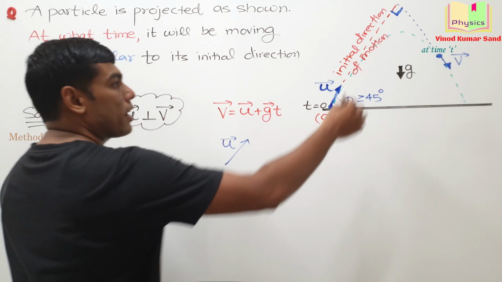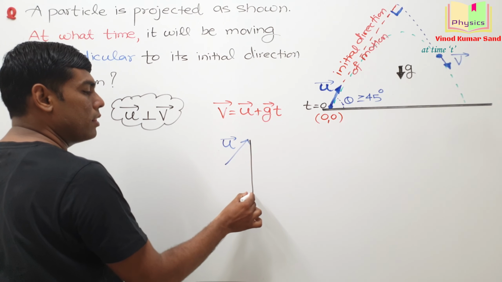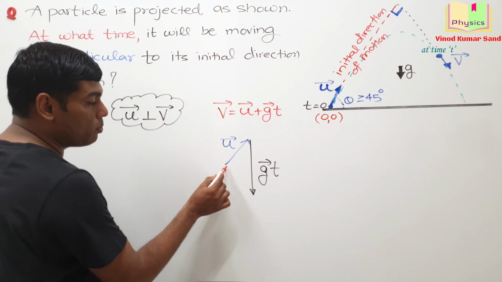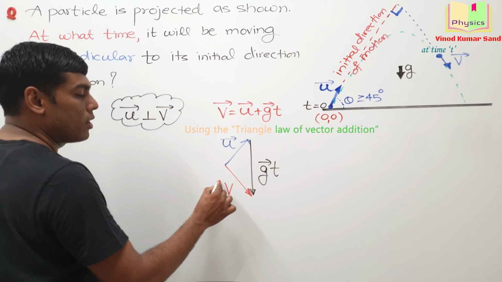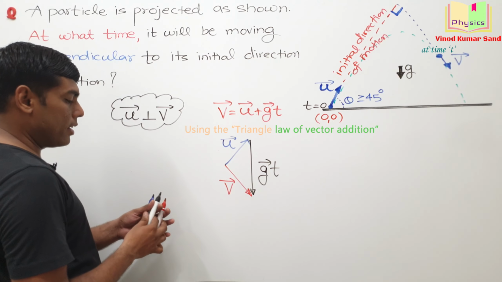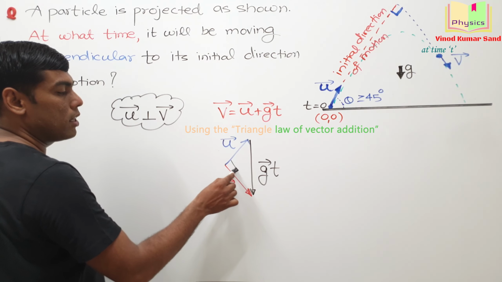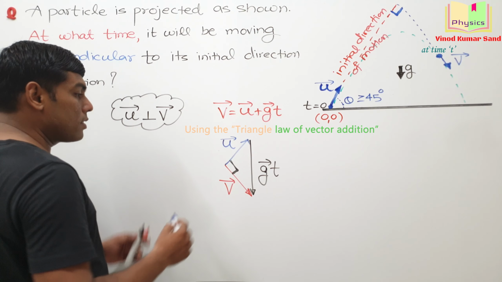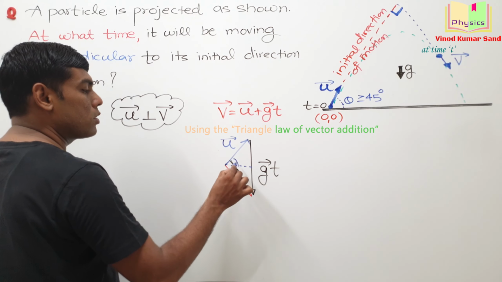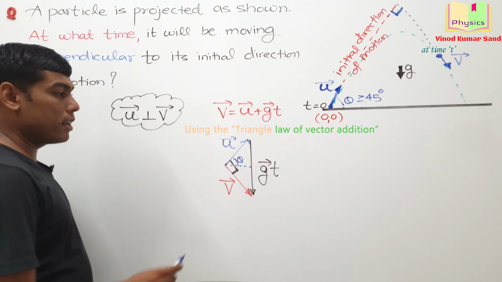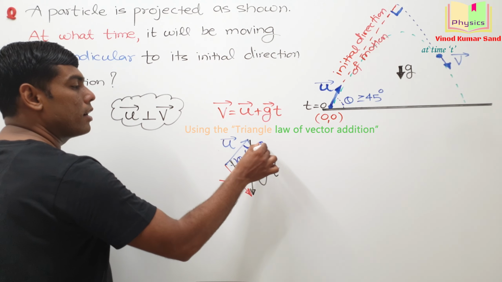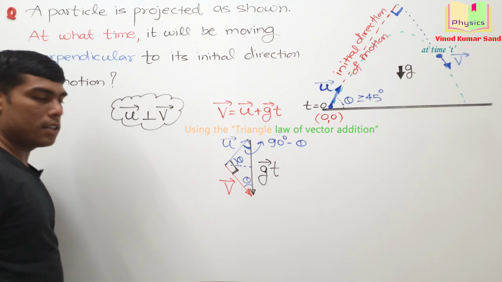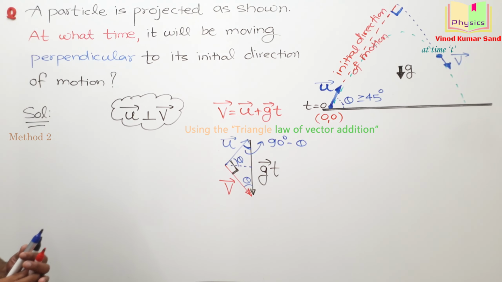Okay, g vector into t will be in this direction, I hope you agree. And v vector should be this resultant. We already know that u vector and v vector are perpendicular to each other, that we have established. This angle with the horizontal was theta. Do you agree? This angle will be 90 degree minus theta, and this angle will be theta. These are the angles. Done.